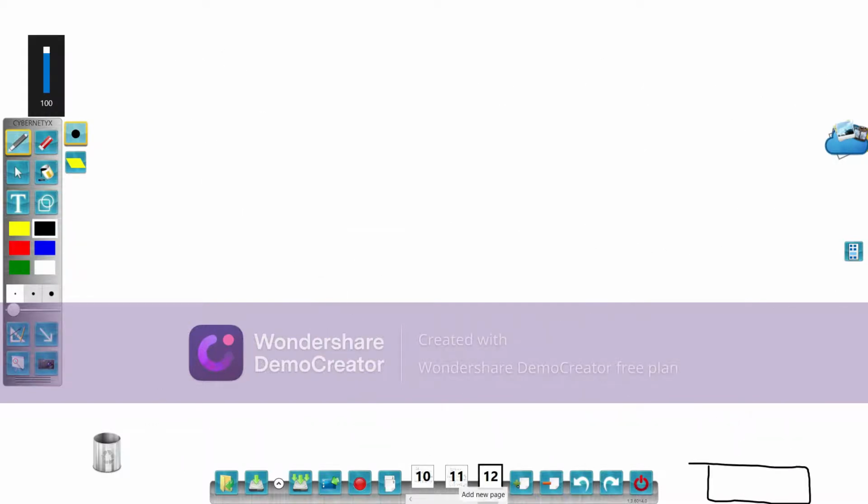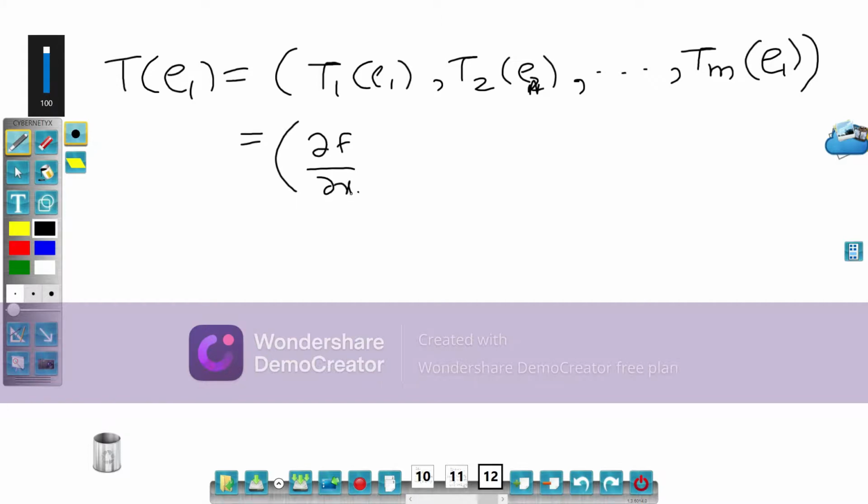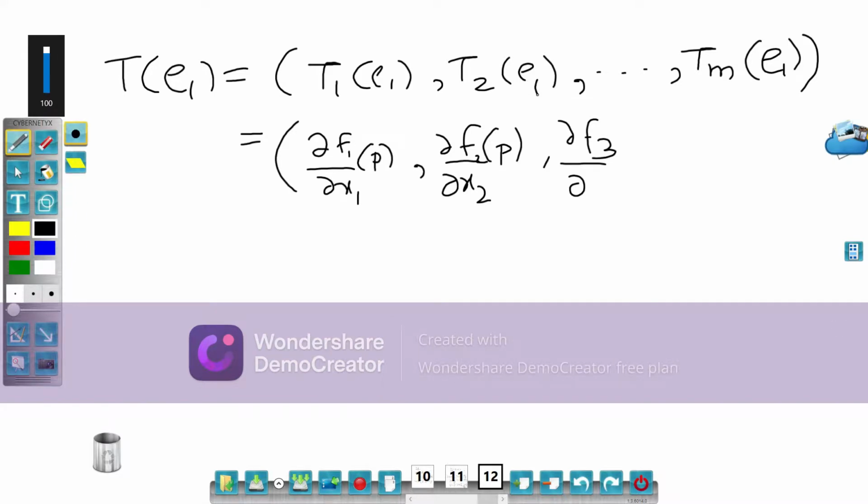So what I got is as follows. I can say that T at e1 is basically t1 at e1, t2 at e1, dot dot, tm at e1, which is the same as dou f1 upon dou x1 at p, dou f2 upon dou x1 at p, dot dot, dou fm upon dou x1 at p.